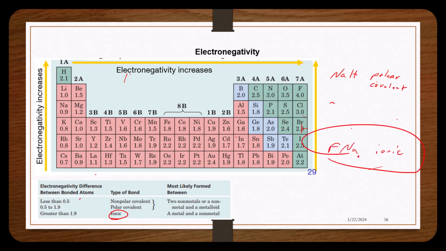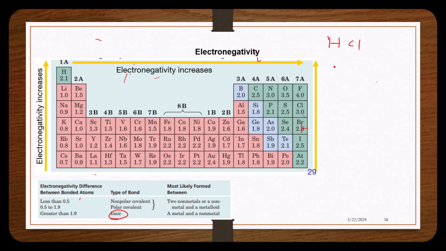This would be more polar than this, HCl and OH. So chlorine is 3.0. We get the difference by subtracting hydrogen. Electronegativity is 2.1. So we have 0.9. And looking at the chart, it falls within 0.5 to 1.9, so it would be polar covalent.